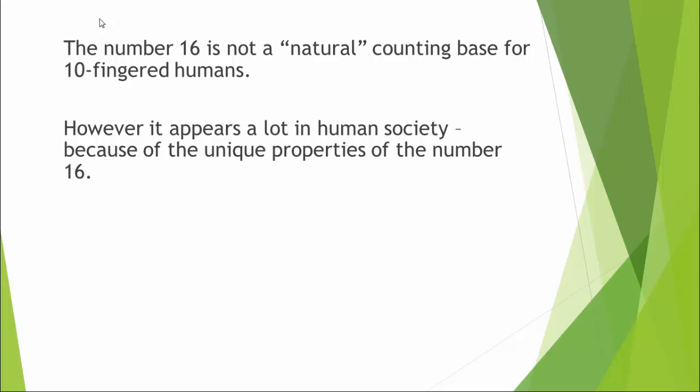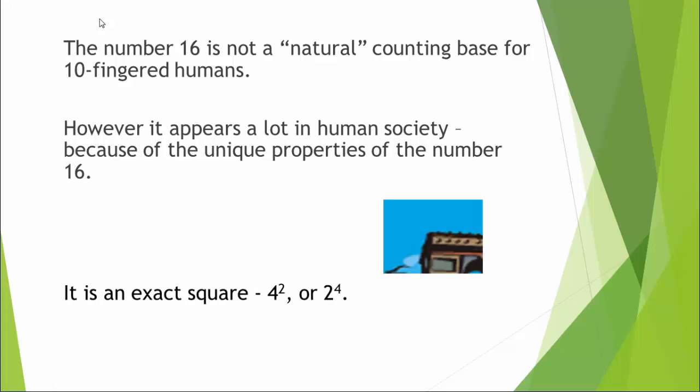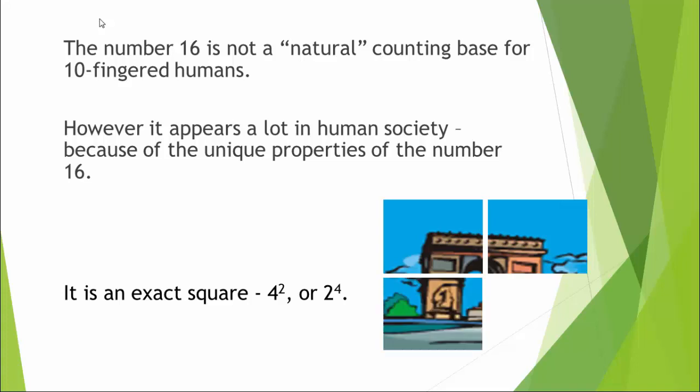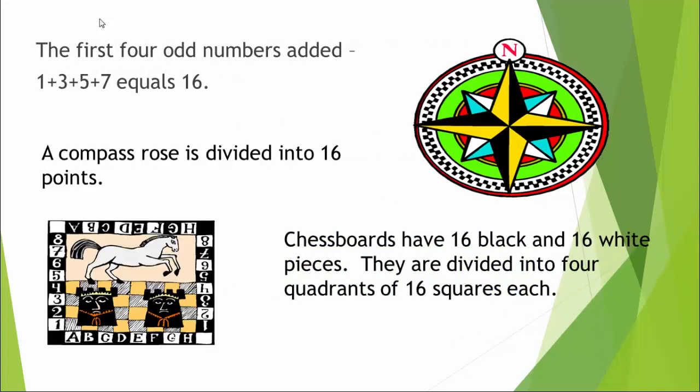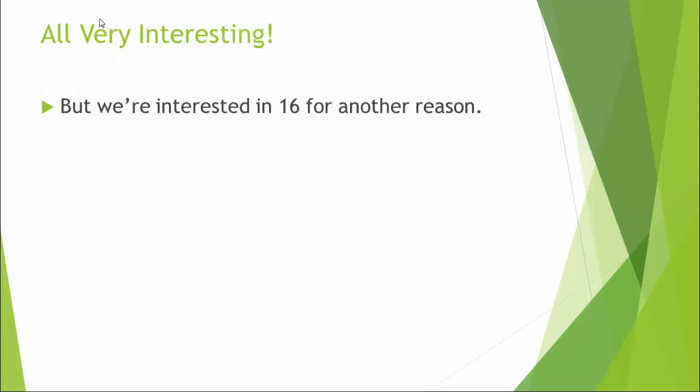The number 16 isn't a natural counting base for humans with their 10 fingers. In fact, of course, 10 is. It does appear a lot in human society because of its unique properties. It's an exact square. It's 4 to the 2. It's 2 to the 4, something we're going to exploit very soon. There's lots of other fun things about the number 16, including the layout of the chessboard. All of that stuff is very interesting, very fun. But we're interested in 16 for another different reason.